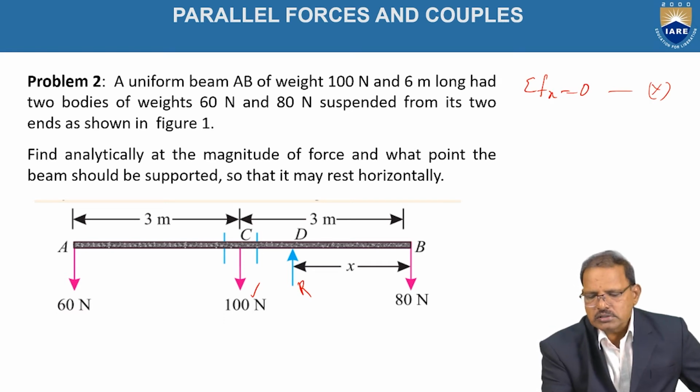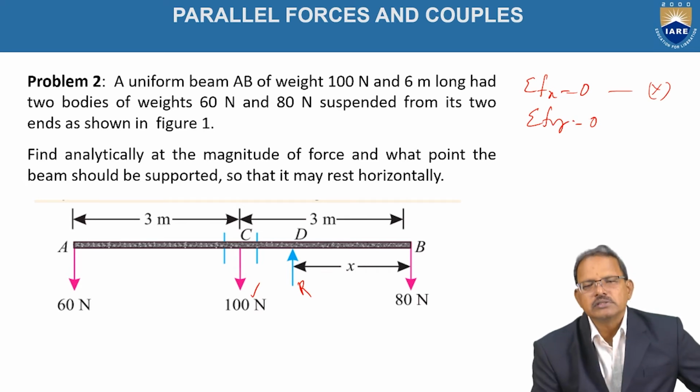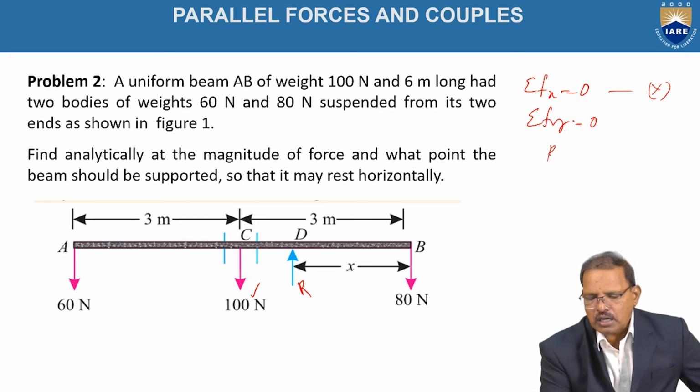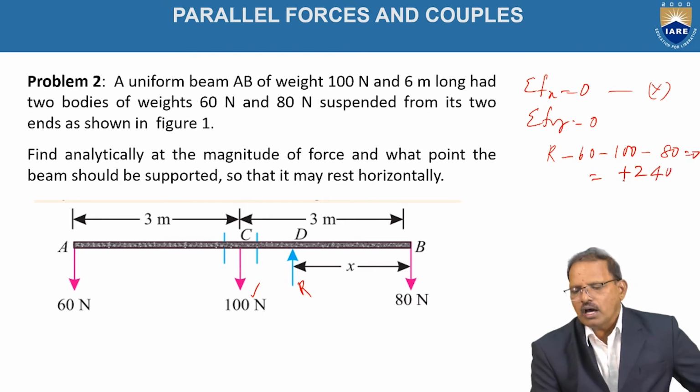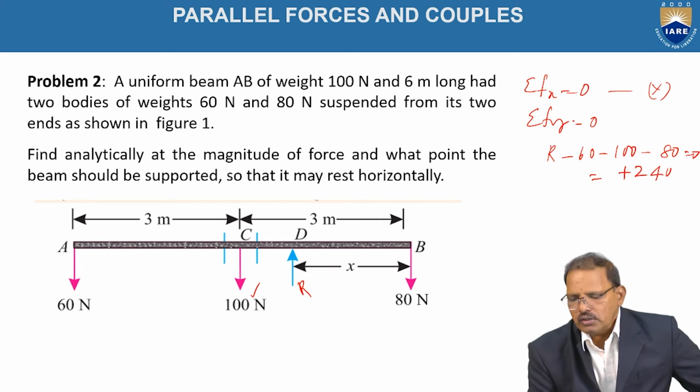The second equation, sigma Fy is equal to 0. That is, the sum of the components of forces acting in the vertical direction should be equal to 0. While determining the sum of the components of forces in the vertical direction, forces acting in the downward direction are treated as negative, upward direction as positive. Hence, R minus 60, minus 100, minus 80 should be equal to 0, which means R is equal to 240 newtons.